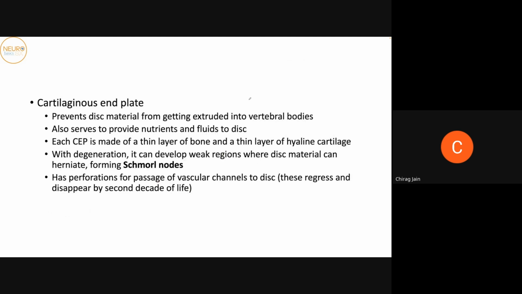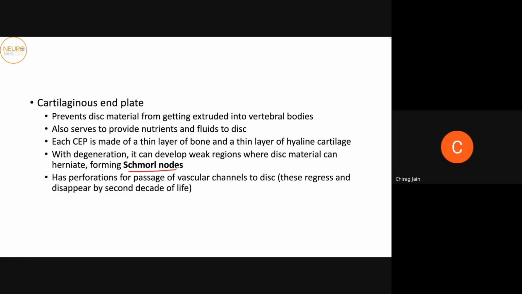The third component of the intervertebral disc is the cartilaginous end plate. And this basically prevents disc material from getting out and going into the vertebral bodies. It also serves to provide nutrients and fluids to the disc. So it has two basic purposes. Now, each cartilaginous end plate is made up of a thin layer of bone and a thin layer of hyaline cartilage. With aging and degeneration, it can develop some areas of weakness, and through that, your disc material can herniate, and these are called Schmorl's nodes.